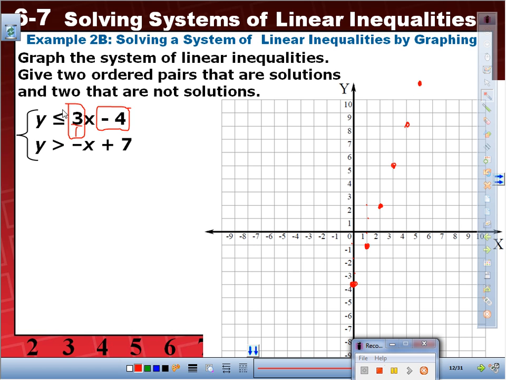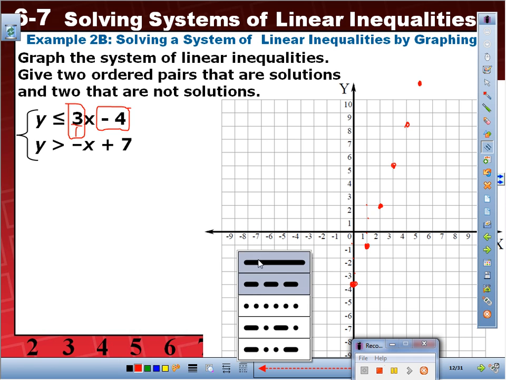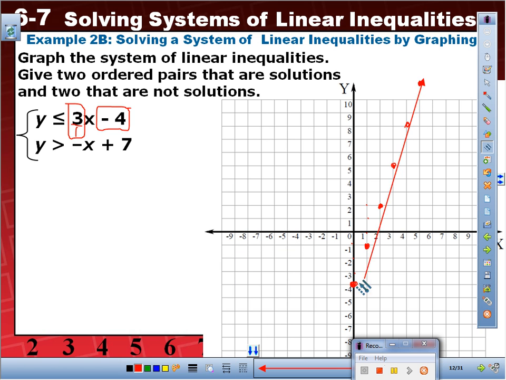I look at my inequality symbol. Does it have an equal sign? Yes, so it's a solid line. That's going to be in red. Solid line. Graph your line.